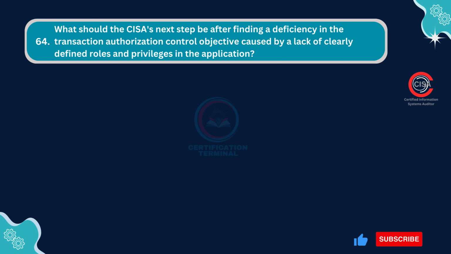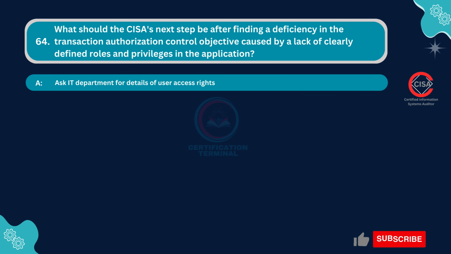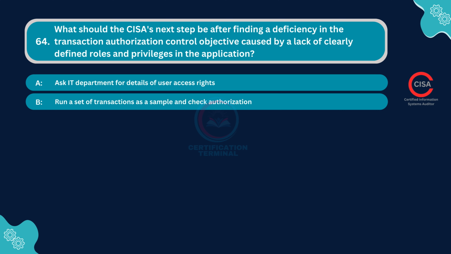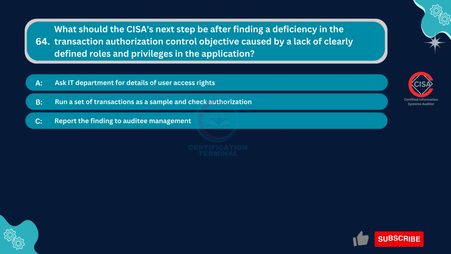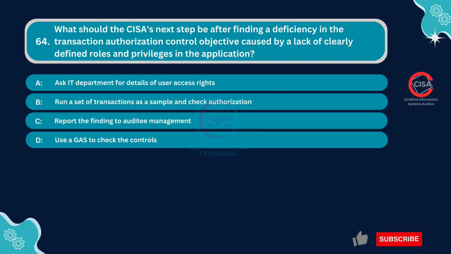Question number 64. What should the CISA's next step be after finding a deficiency in the transaction authorization control objective caused by a lack of clearly defined roles and privileges in the application? Option A. Ask IT department for details of user access rights. Option B. Run a set of transactions as a sample and check authorization. Option C. Report the finding to audit management. Option D. Use a GAS to check the controls.